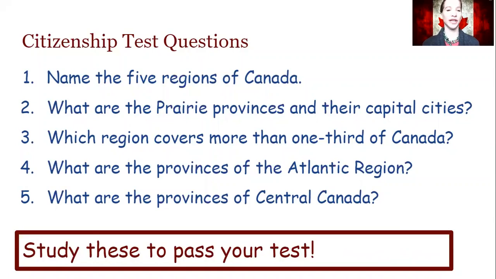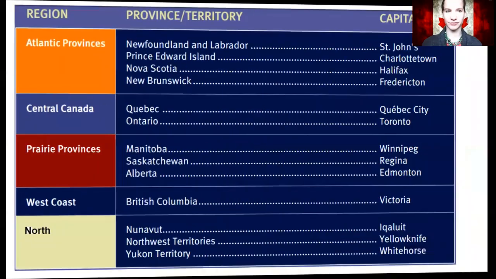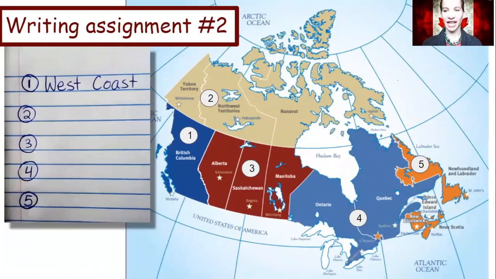Number three, which region covers more than one third of Canada? Oh, I forgot to tell you. Look at region number two, the north. It is very, very big. It covers one third of Canada. The north region covers one third of Canada.